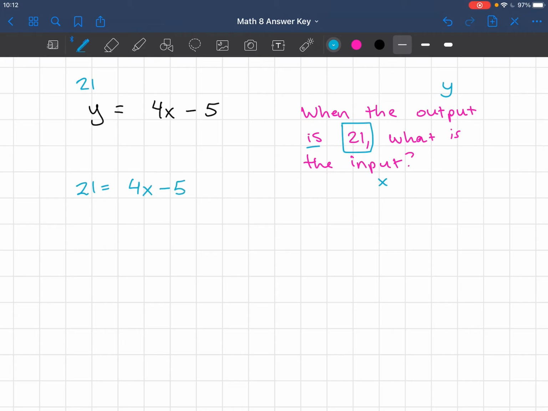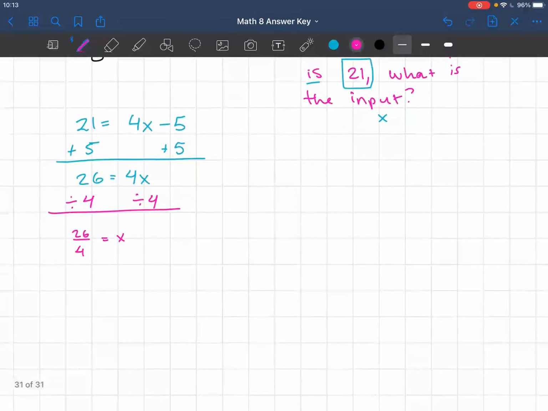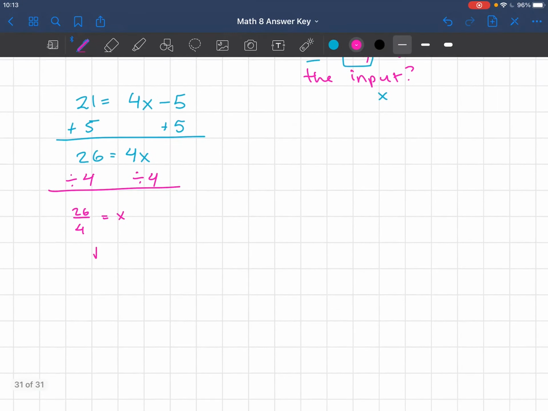Now this one's going to be a little bit more complicated than the previous example, and pretty much anytime you're given the output and need to solve for the input, it's going to be a little bit more complicated. We SADMAP and we add 5 to each side. Oh, gross. And then we have to divide both sides by 4, and we'll get 26 over 4 is equal to x. This can also reduce to 13 over 2 if you divide the top and the bottom by 2.